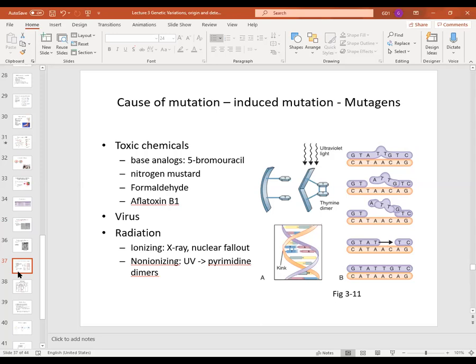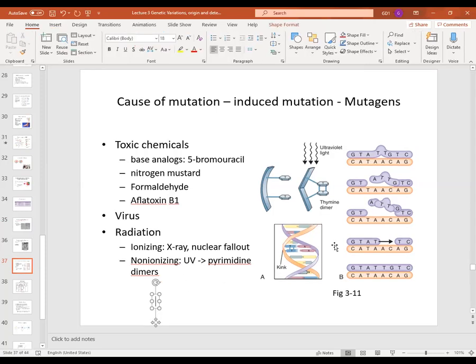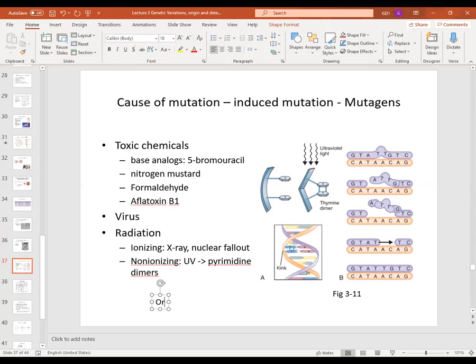But here we have some induced mutation. That means that some chemicals could induce mutation in our DNA. Remember the very toxic chemical in the Vietnam war, right? The chemical is Agent Orange. So the U.S. Army used a lot in the Vietnam War to kill the jungle, to remove the jungle trees.